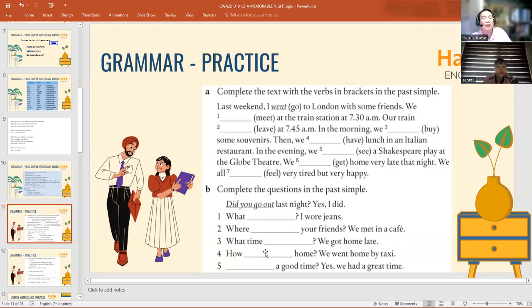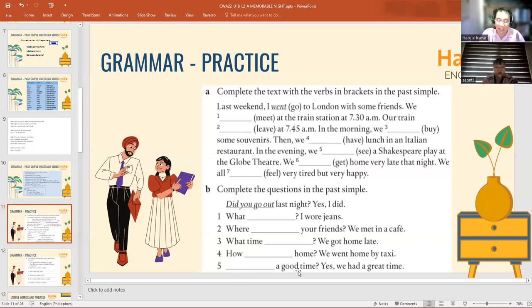What time did you get home? We got home late. Yes, and then, how did you go home? We went home by taxi. That's correct. And then, did you have a good time? Yes, we had a great time.